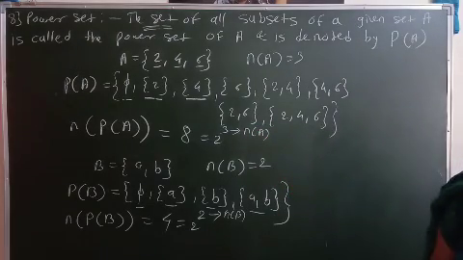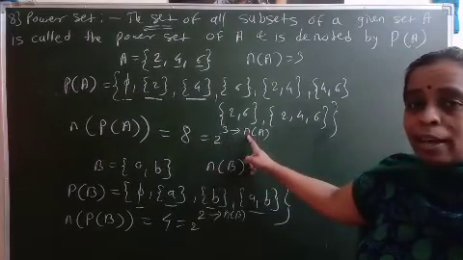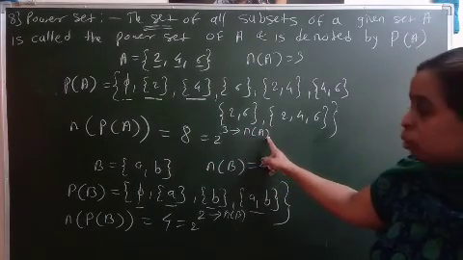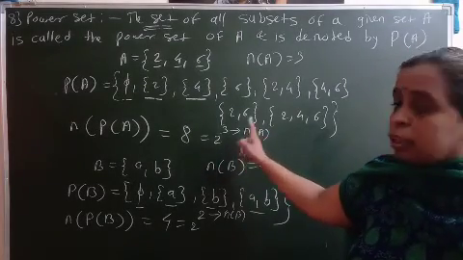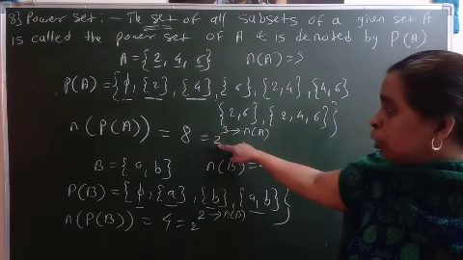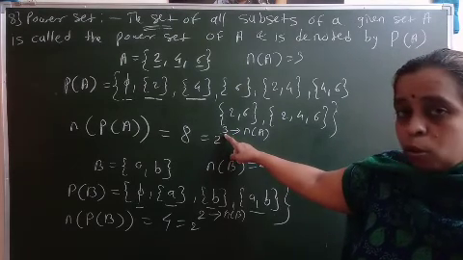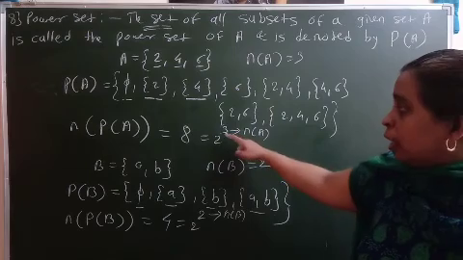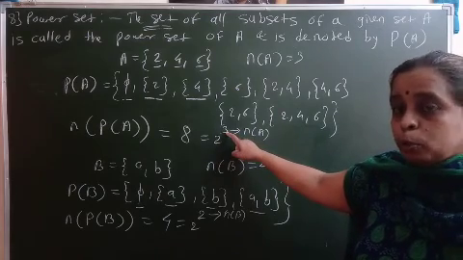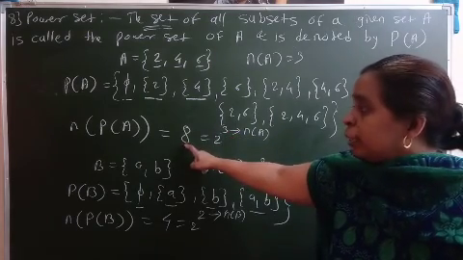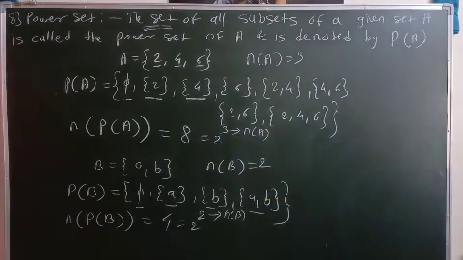Which means the power set contains how many elements? 2 raised to n of that set A. The total number of elements of this set A is the power of 2. So that many elements are present in this power set of A.